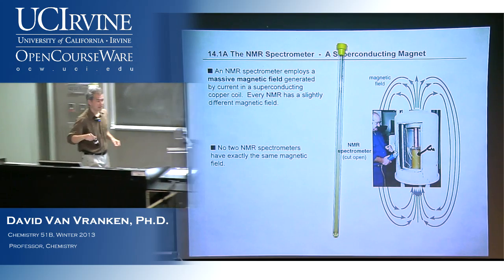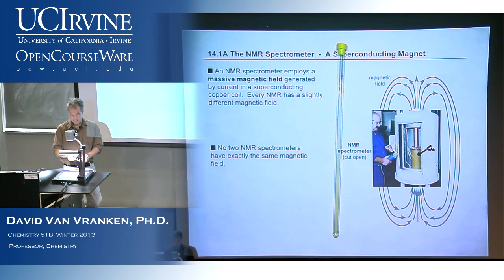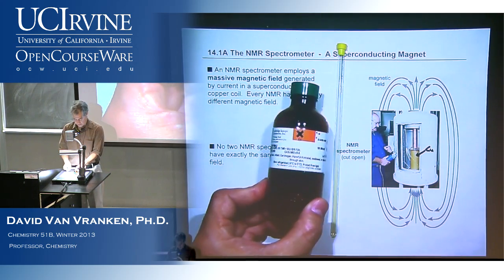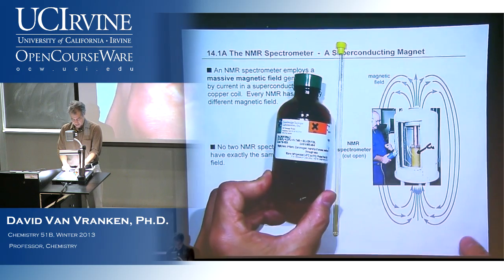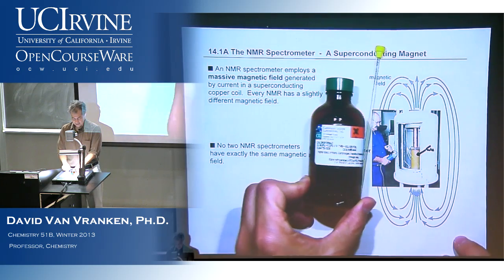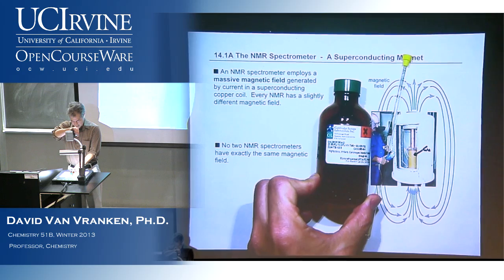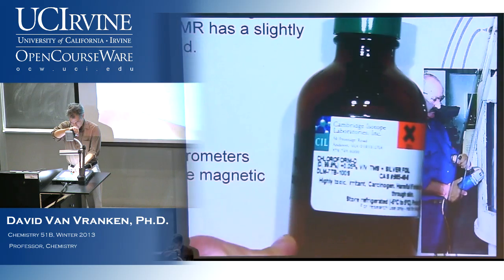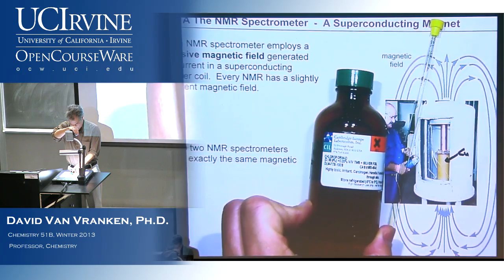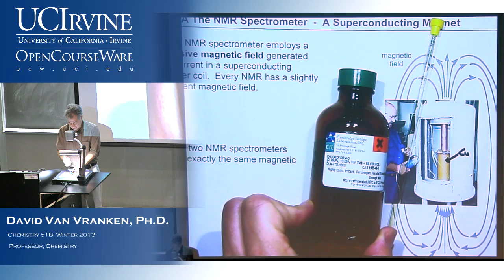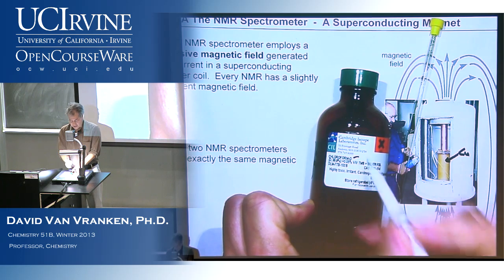Now you can't use just any old solvent to do NMR. And I don't know if you can see this because it's not focused very well. We have special solvents. But if I try to focus on this bottle, what you'd be able to read right here is that this is chloroform-d.